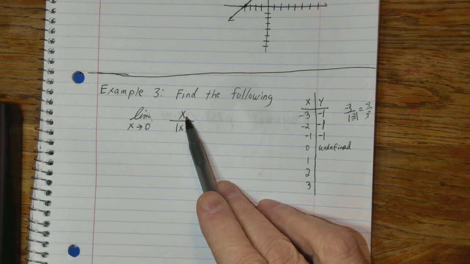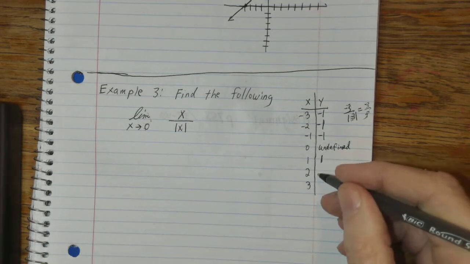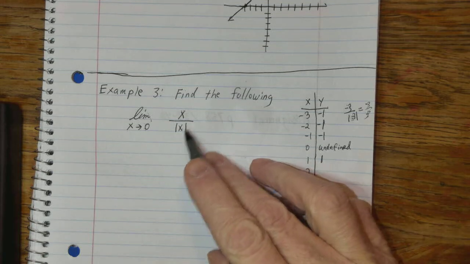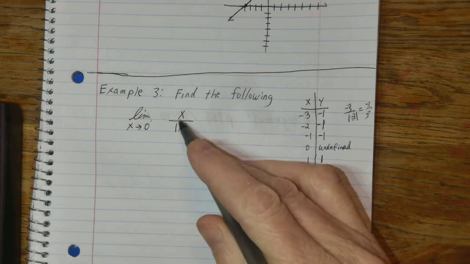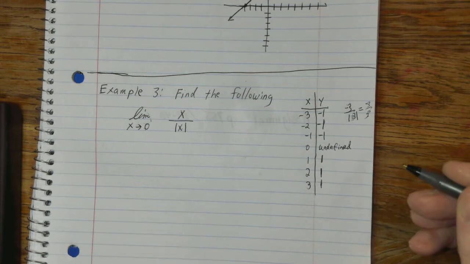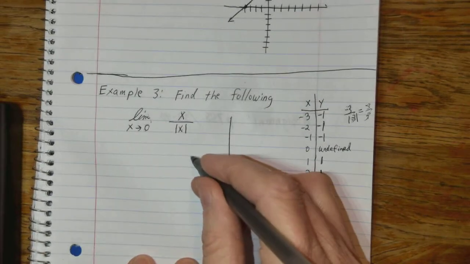Now, if you do 1 divided by the absolute value of 1, that's 1 divided by 1 is 1. 2 divided by the absolute value of 2 is 1. And 3 divided by the absolute value of 3 is 1. So if I look at the graph, this is a piecewise graph, it looks like to me.